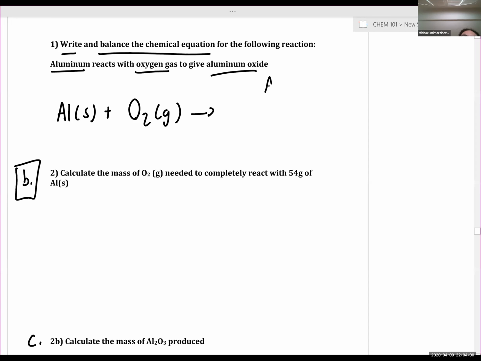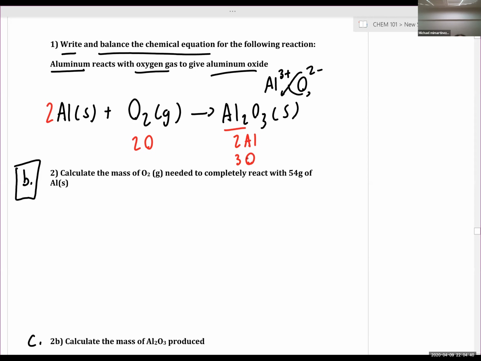Yep, exactly right. So we have aluminum, which is Al3+, oxide, which is O2-. We cross our charges, and that gives us Al2O3 solid. Perfect. Now, is this equation currently balanced? No. So then, just to showcase the logic, we have 2 aluminum atoms on the right, so we need 2 aluminum atoms on the left. We have 2 oxygen atoms on the left. We have 3 oxygen atoms on the right.